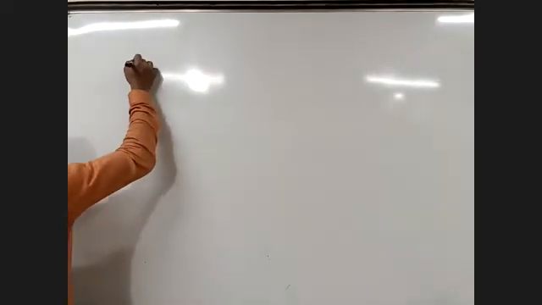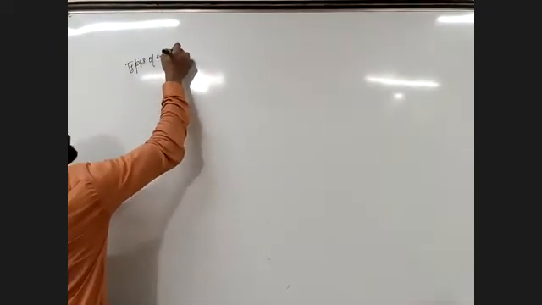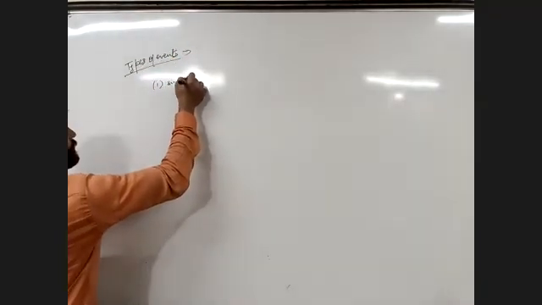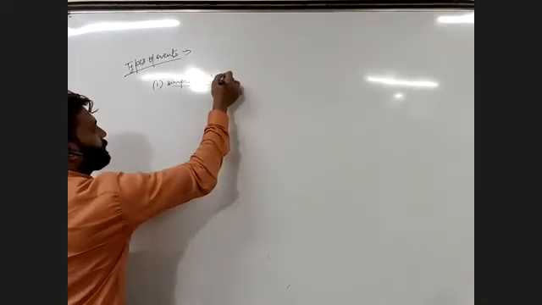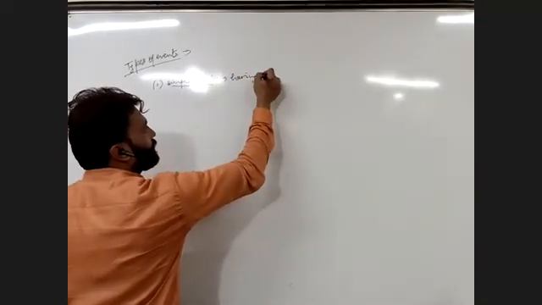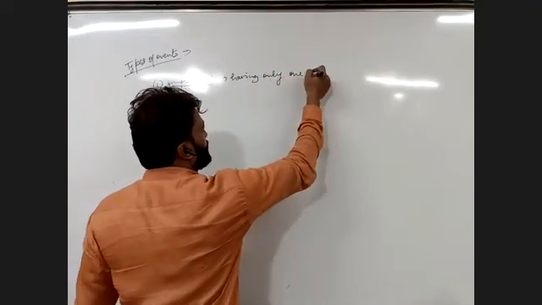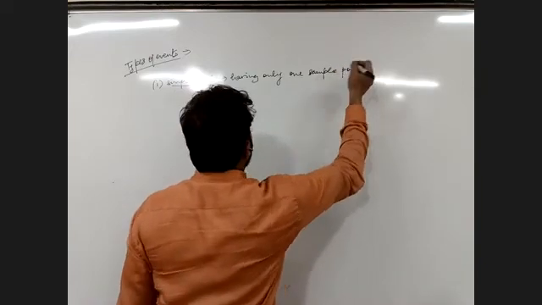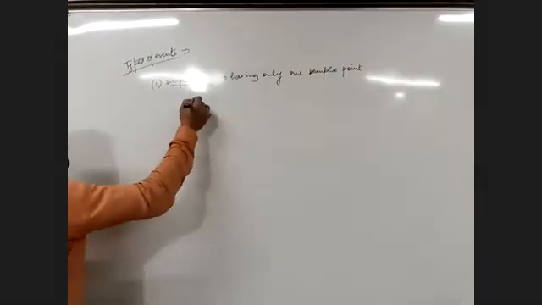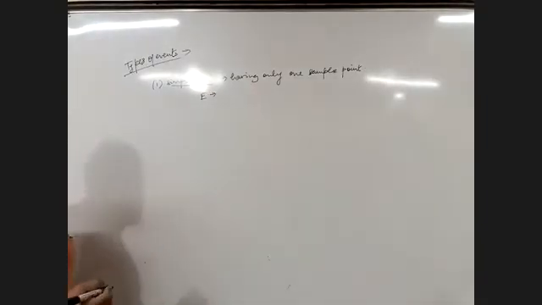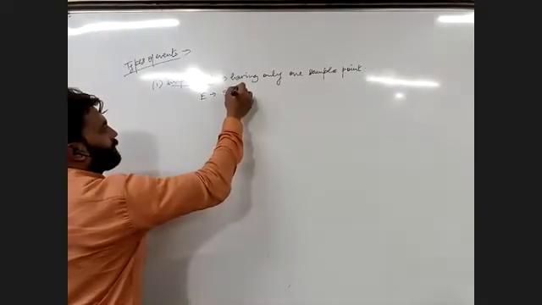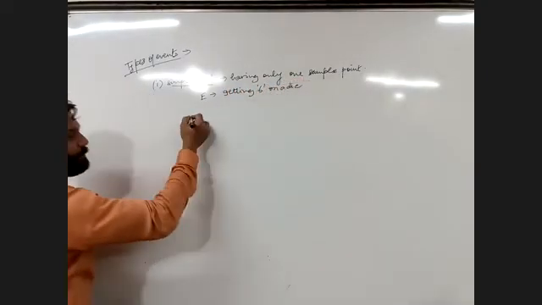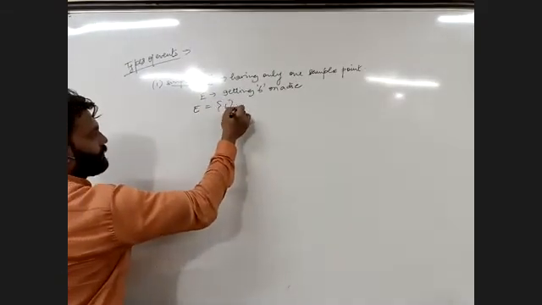Next is types of events. Simple event, having only one sample point. That is, events which have only one sample point are simple events. Can you give an example? Getting 6 on a die. So definitely a simple event because there will be only 6 on this.